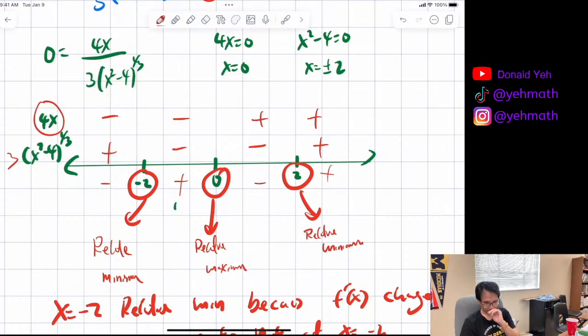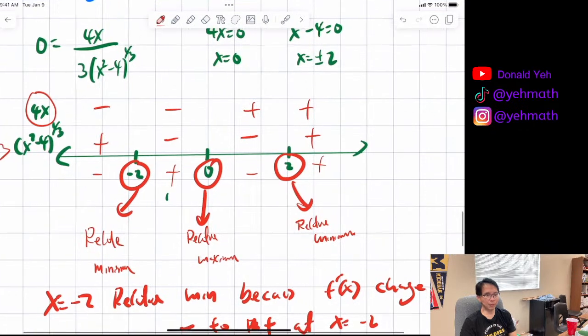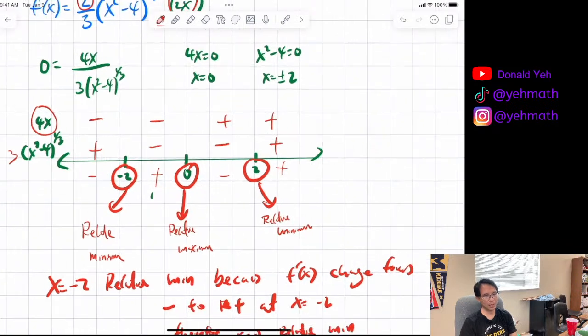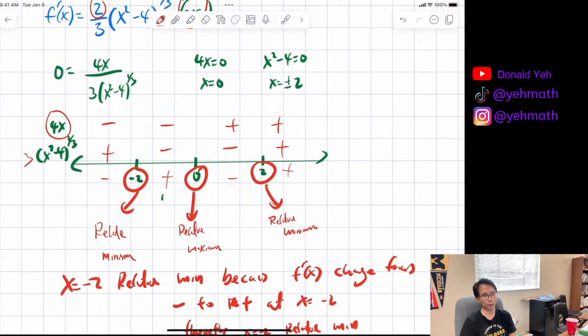Okay. Now, remember, I cannot just say x equal to -2 is a relative min because of the number line test. On the AP exam, you have to state something. You have to state x equal to -2 is a relative min because f prime of x changes from negative to positive at x equal to -2. That's how you justify an answer. On the AP exam, they want you to justify something. You have to state the first derivative test.